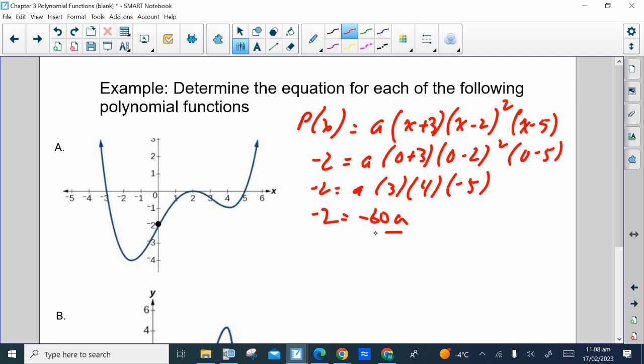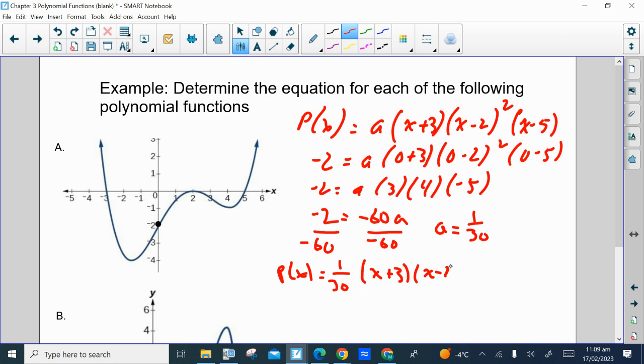And when you divide both sides by -60, a is going to have a positive value, which we knew it had to be positive because the graph is opening up. The value of a will actually be positive 1 over 30. And so our equation will be positive 1 over 30 times x plus 3, x minus 2 all squared, x minus 5.